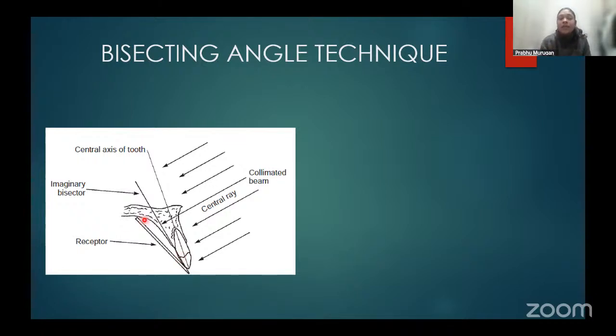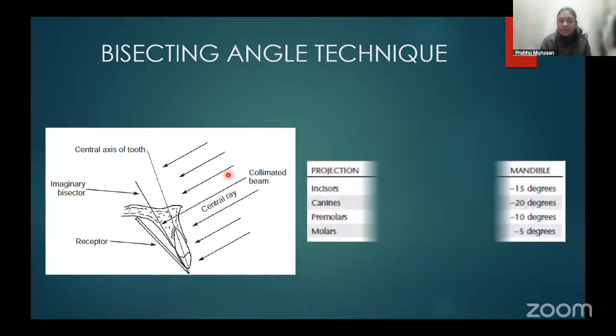So the position of the central ray will vary for different teeth. That is for the anteriors; for the posteriors, the canines and the premolars, it's going to be different. For the positioning of the central ray and the X-ray receptor, there are a few guidelines already given in the case of your bisecting angle technique.